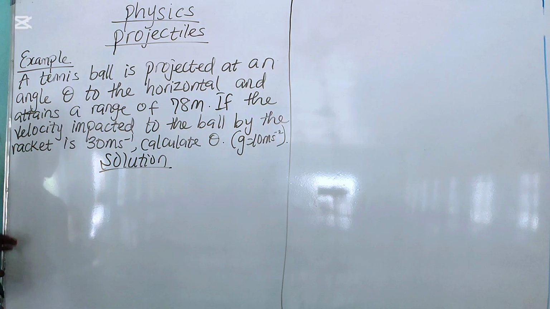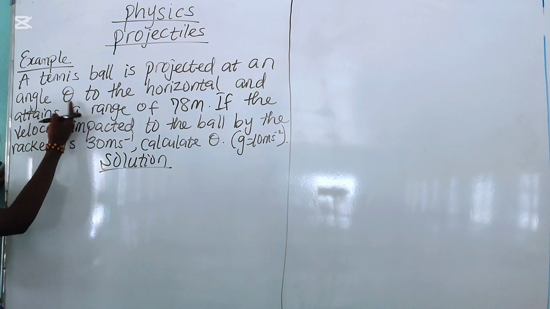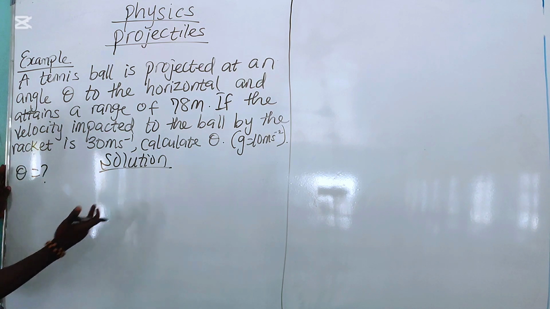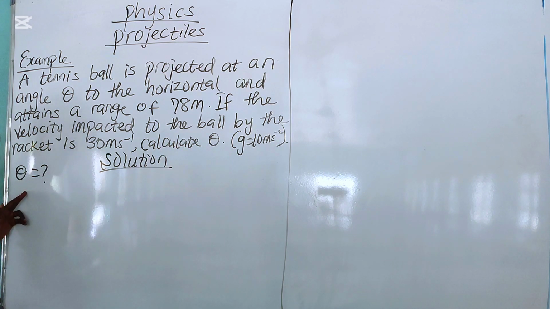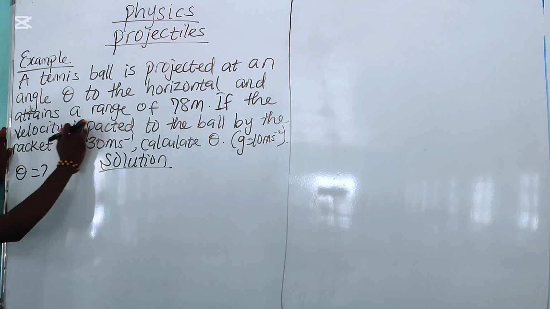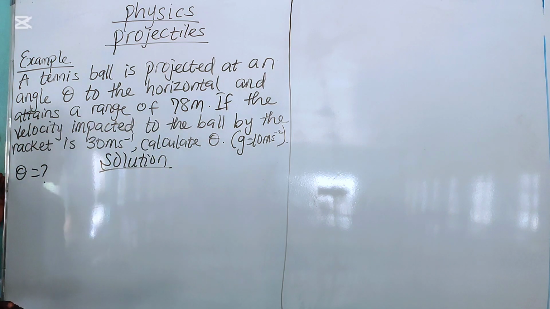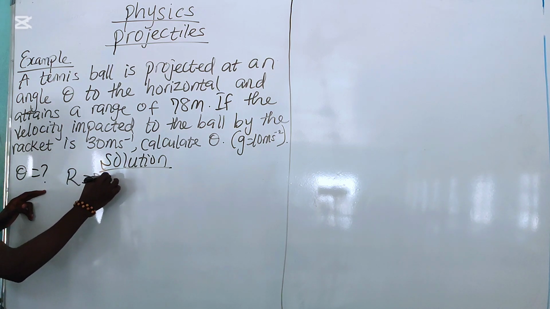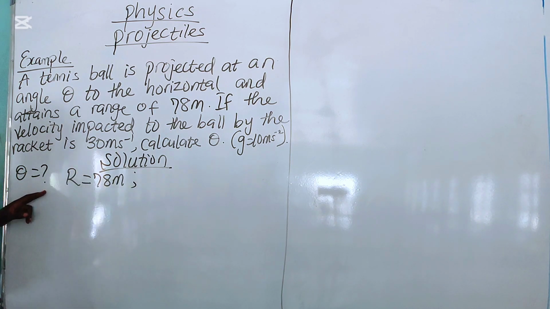All right, so first of all, write down our parameters. We are looking for angle theta, because the question says calculate theta. So theta is question mark. And it attains a range of 78 meters. So that is the range, and our range is given to be 78 meters.